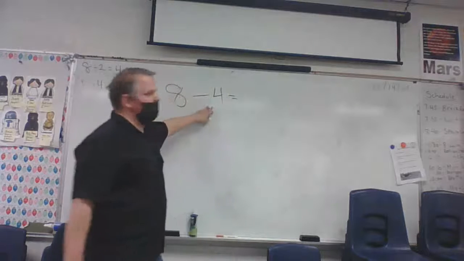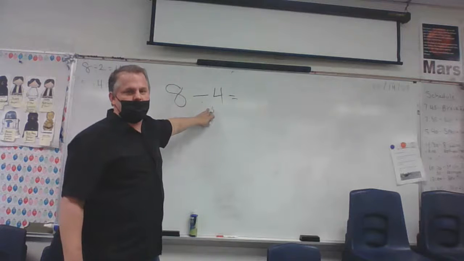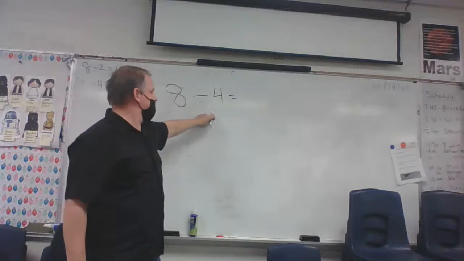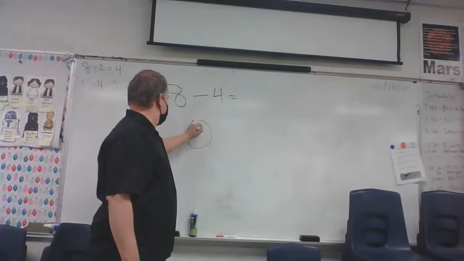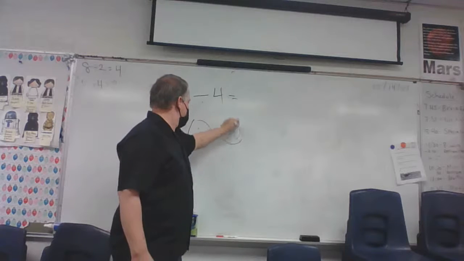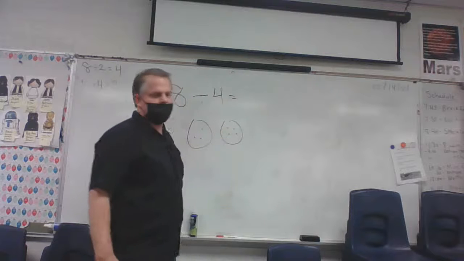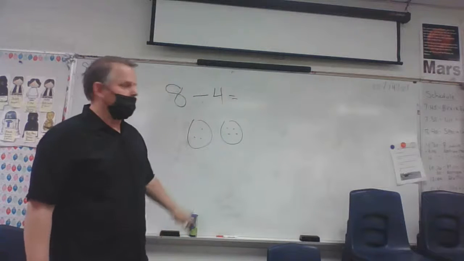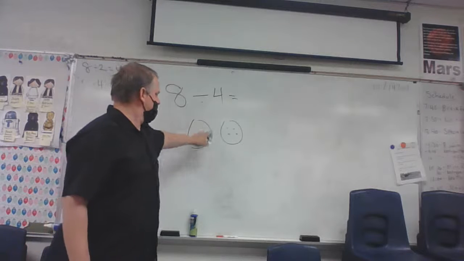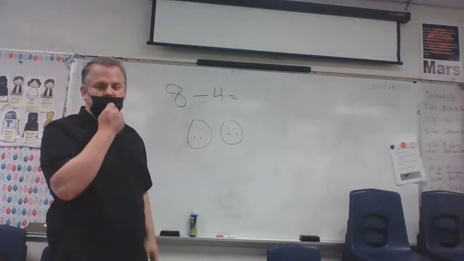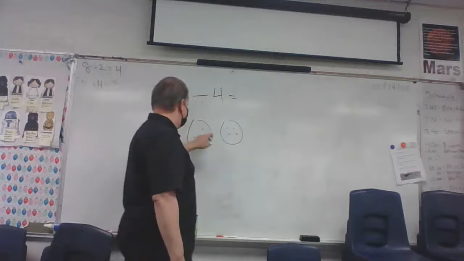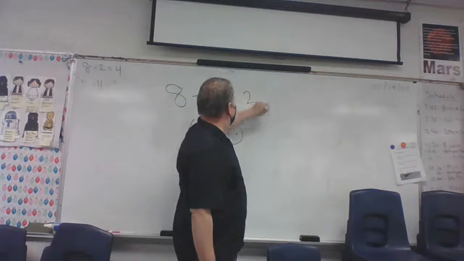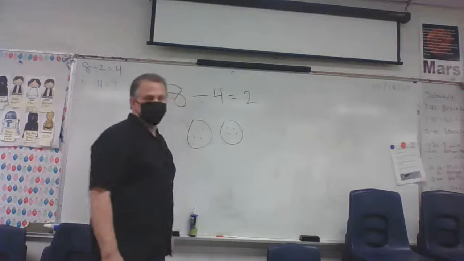We know if we have 4 in each group, we have to get a total of 8 because 8 is what we're dividing, and we have a total of 4 in each group. So here is 4 and 4. I have 2 groups of 4, so my answer is 2.